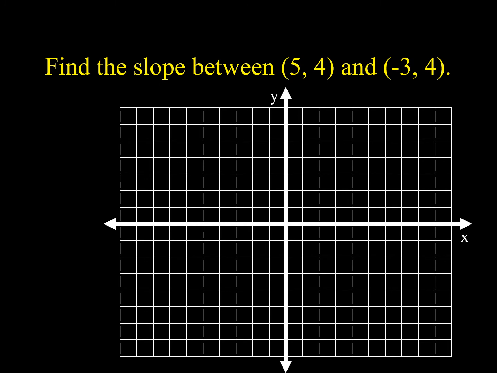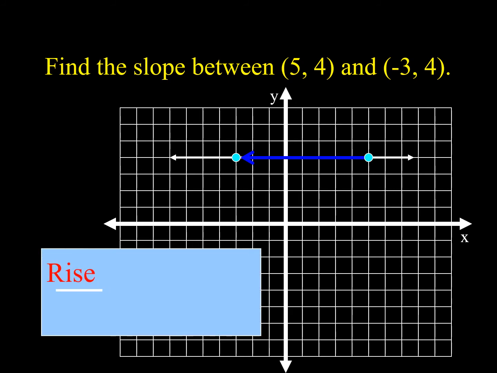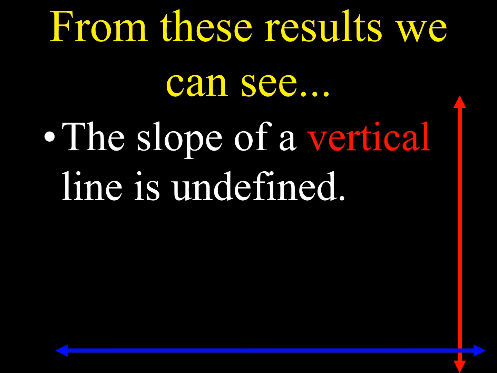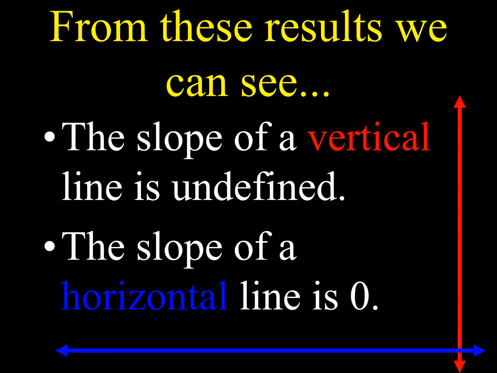So let us find the slope between 5, 4 and negative 3, 4 using the graph. So let us count. First, we are going to plot the points 5, 4 and negative 3, 4. So it is a horizontal line. So from here, we have your rise over the run, which is 0 over negative 8, and it is equal to 0. So from these results, we can see that the slope of a vertical line is undefined and the slope of a horizontal line is 0.